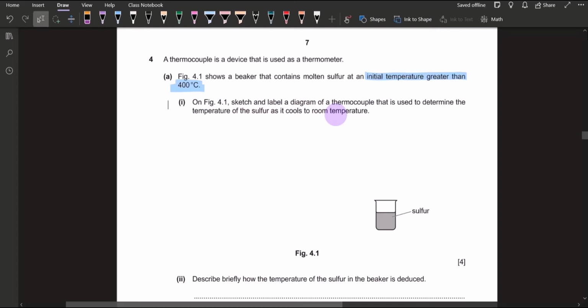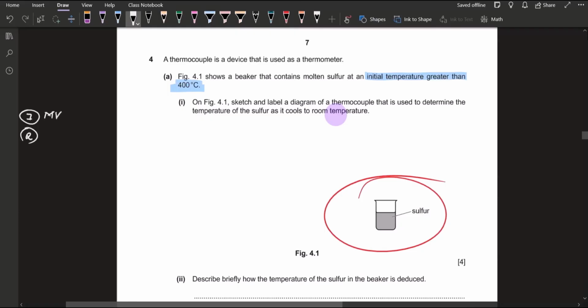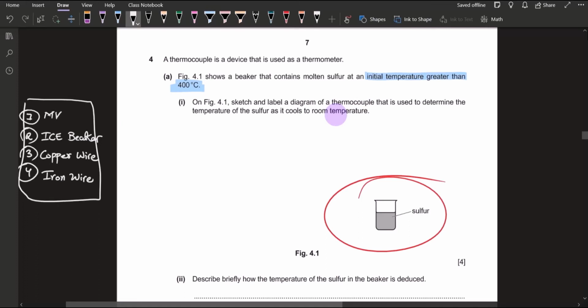So this is a pretty basic thermocouple thermometer diagram which we have to draw, in which we have an ice mixture and 2 wires connecting the sulfur and the ice mixture together. So we're just gonna list whatever we need. First of all, we need a microvoltmeter. Second one we need is an ice beaker. Third we need copper wire. And fourth we need iron wire. So these are the basic things which are needed for a thermocouple thermometer.